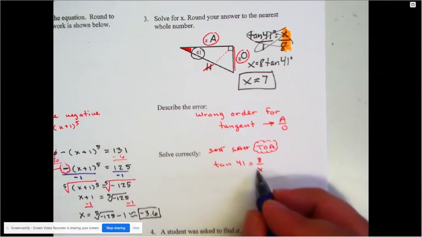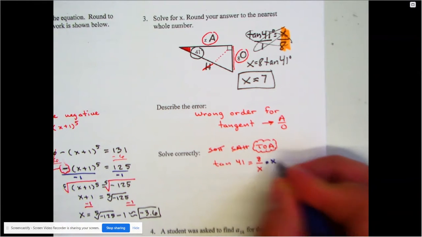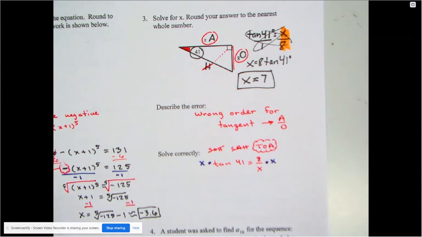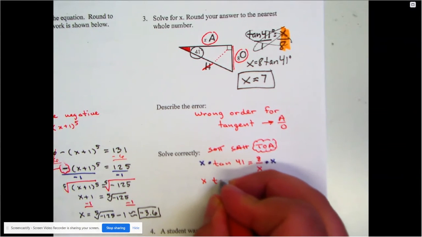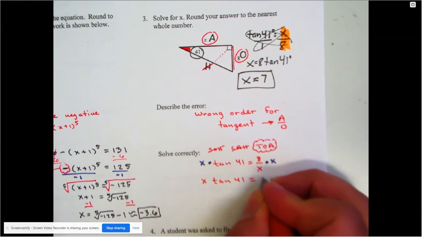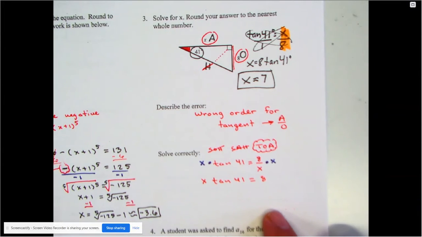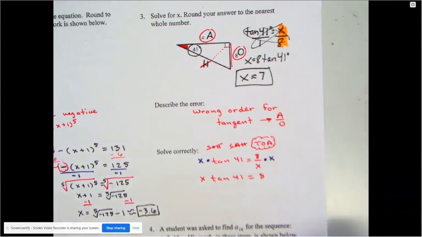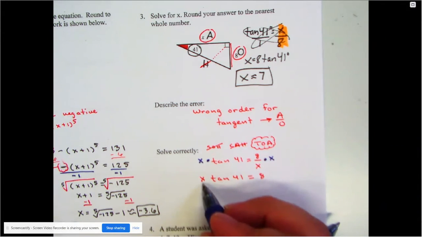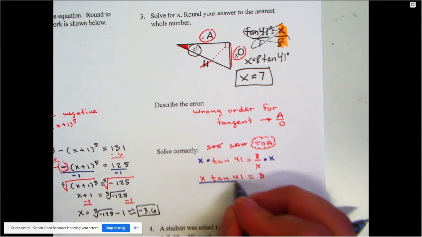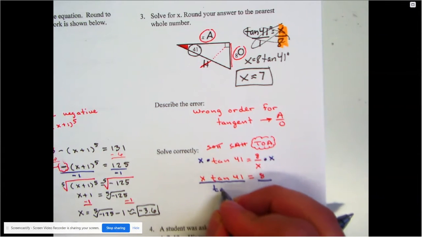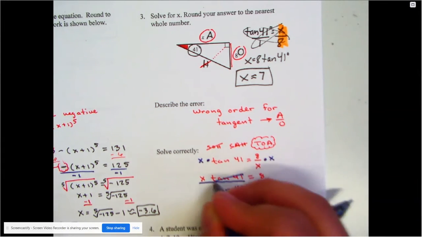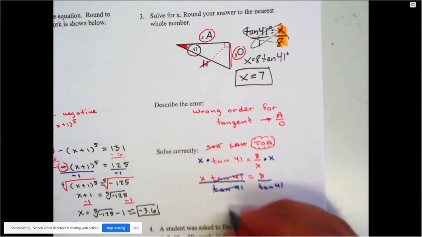And so we said, when we solve this, we multiply both sides by whatever's in the denominator. So we're going to multiply both sides by x. And so I have x tangent of 41 is equal to 8. Now, I'm not ready for my calculator because x is not by itself. So this one does require an extra step. If the x were by itself, I wouldn't even divide, but I kind of have to here. So I'm going to divide by tangent of 41. And so I'm ready for my calculator.